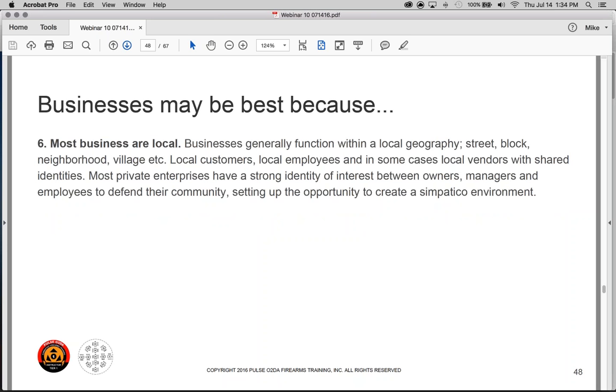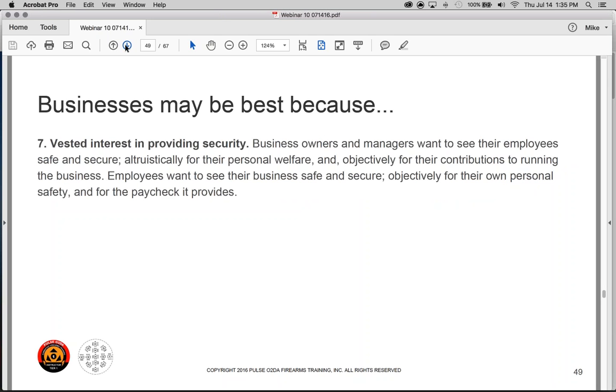Most businesses are local. Businesses generally function within a local geography: street, block, neighborhood, or village. Local customers, local employees, and in some cases, local vendors with shared identities. Back to simpatico. Most private enterprises have a strong identity of interest between owners, managers, and employees to defend their community, setting up the opportunity to create a simpatico environment. They have a vested interest in providing security. Business owners and managers want to see their employees safe and secure, altruistically for their personal welfare and objectively for their contributions to running the business. Employees want to see their business safe and secure, objectively for their own personal safety and for the paycheck it provides.